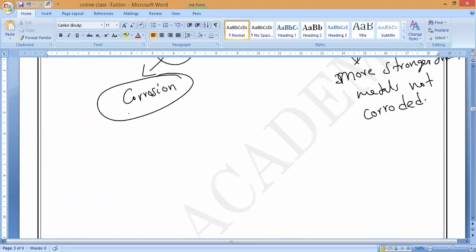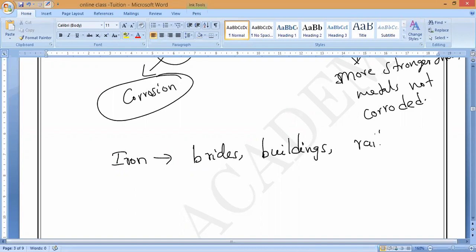What are those metals? Please respond to me. Two metals are not strong. What is that? Sodium and potassium.